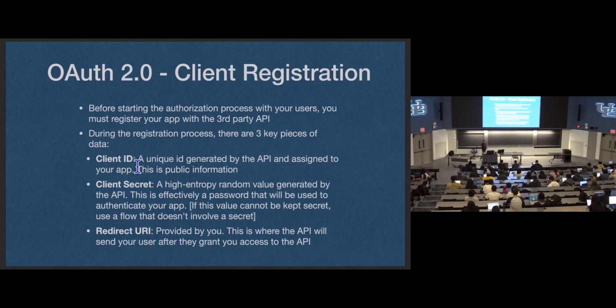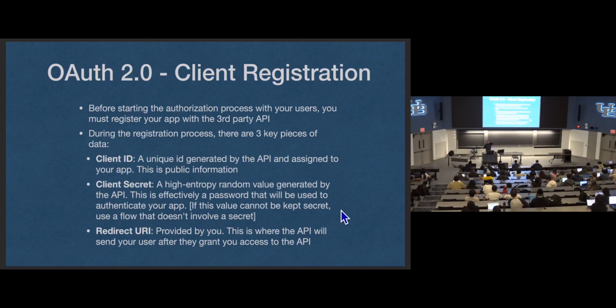It's just public information. The client secret, which, as the name implies, is not public information. This must be kept secret. And this is a very high entropy random value. It's just like your auth tokens, same concept and everything. Just some big, long, random thing. Same with the ID, actually. Just big, long, random identifiers. And the client secret is effectively your password.